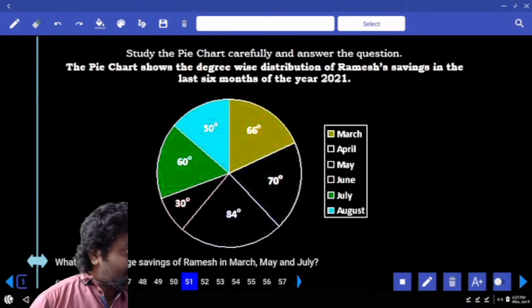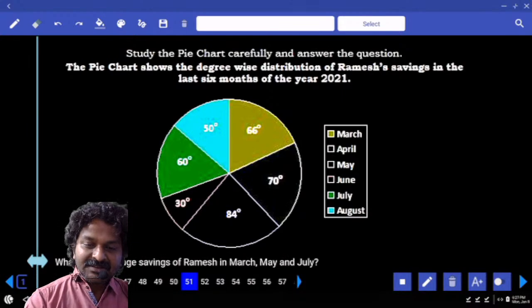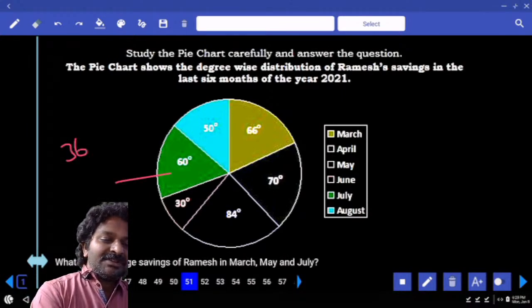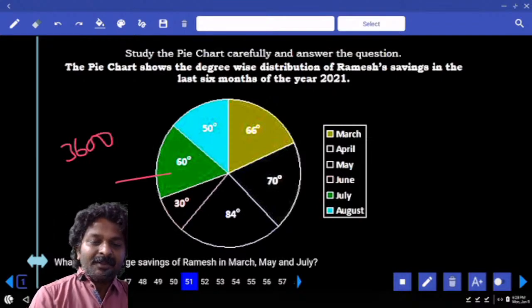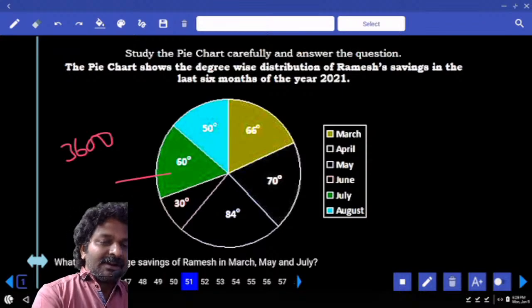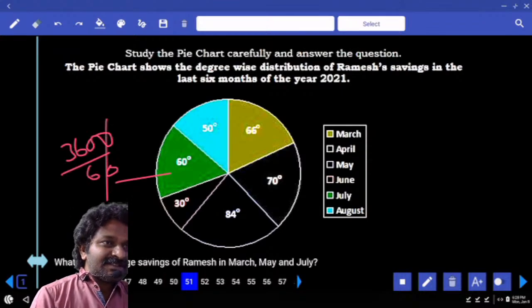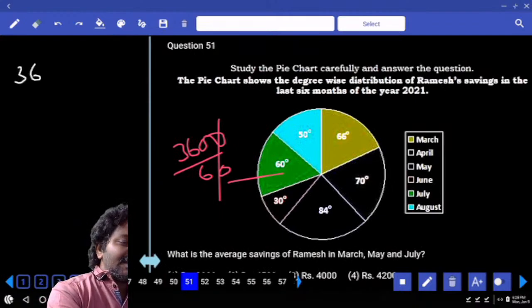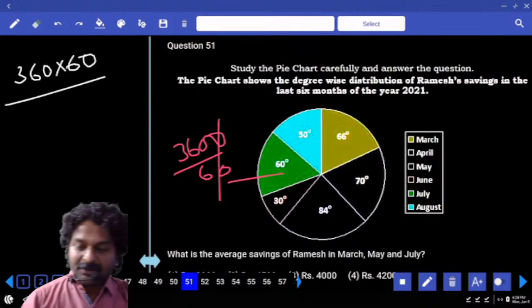3600. Is that a total? 60 degrees. So that means July value, okay, July value which is given as 3600. From this, 1 degree is equal to 3600 divided by 60, right? 360 degrees in the sense 360 into 60. This is going to be the total value.